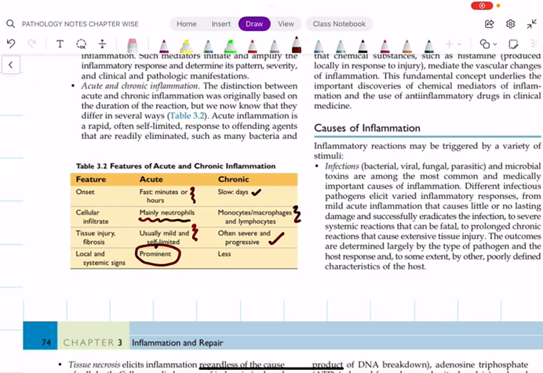I am getting exposed to a TB patient. Whether I will get symptoms like cough with hemoptysis, evening rise of temperature, everything tomorrow? Definitely not. It will take a very long period of time. Sometimes after 5 or 10 years only I will present with the symptoms. So it's very chronic. So the symptoms may not be prominent.